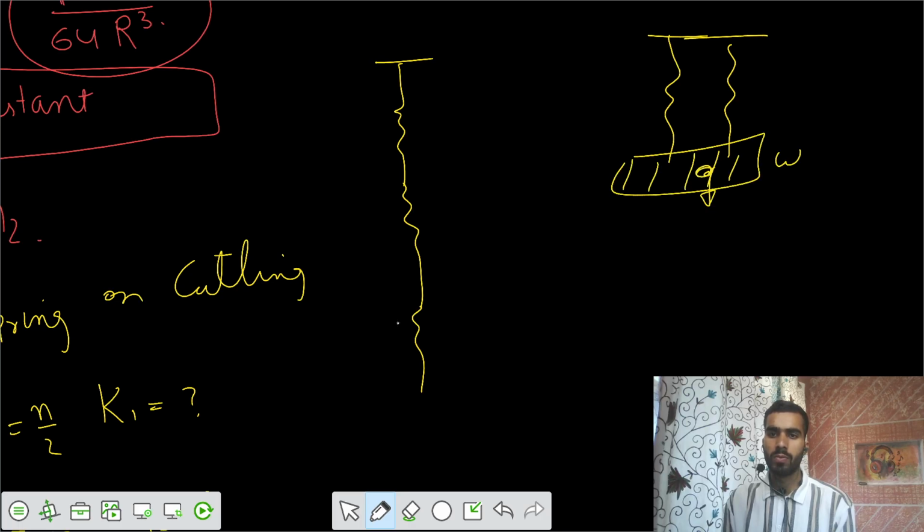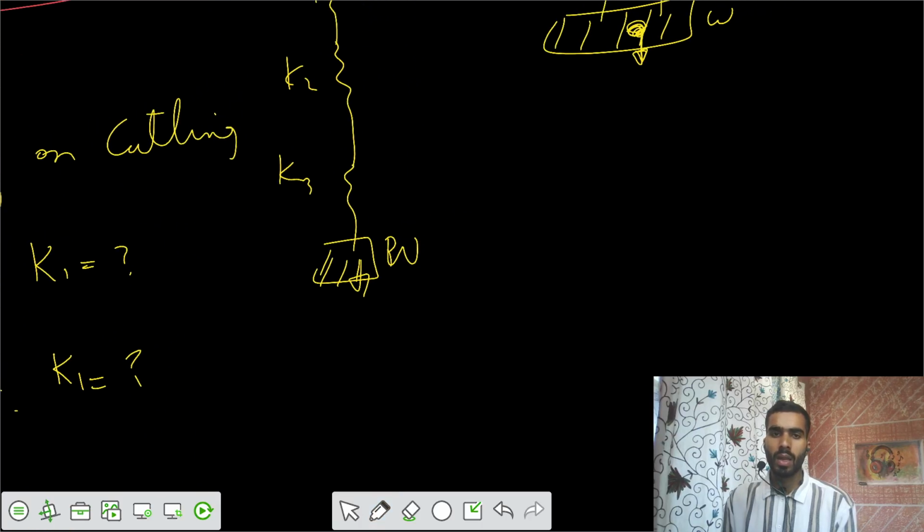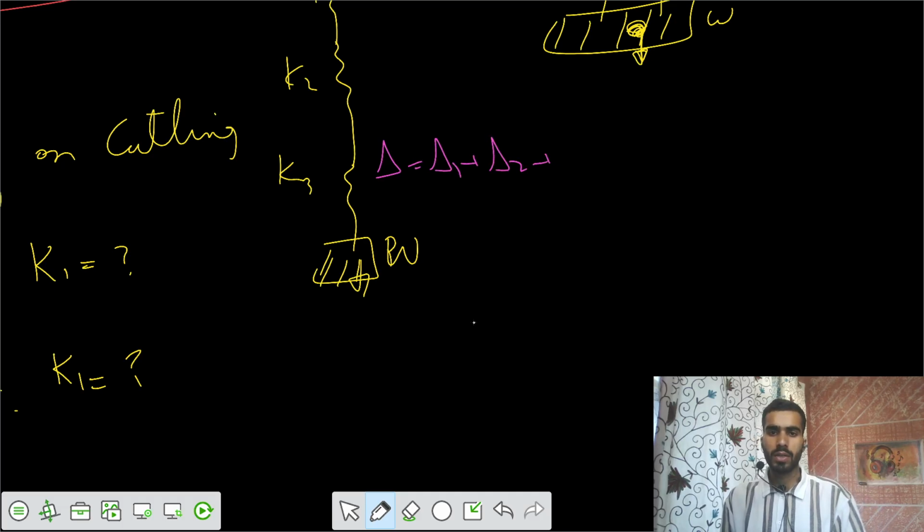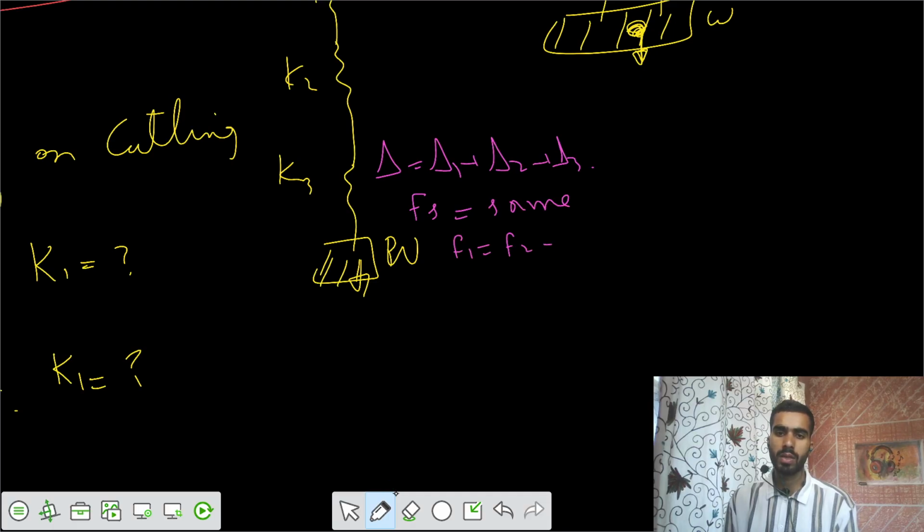W load for this bar, there's some load and there's some stiffness K1, K2 in series. Similarly K1, K2, K3, you applied a load of P, W downwards. For the series arrangement, the total delta that has been developed is because of delta 1 plus delta 2 plus delta 3. Here the total force in the springs Fs is the same for all springs: F1 equals F2 equals F3.